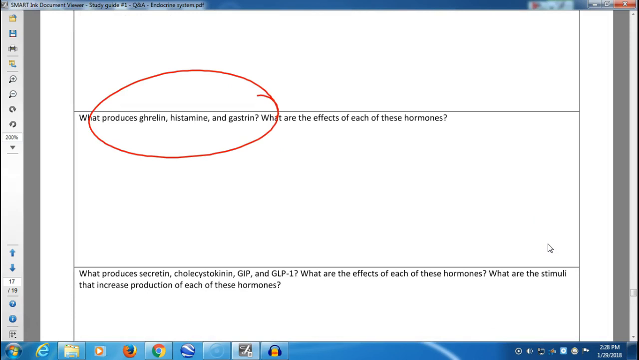What you need to know for these three: histamine and gastrin increase stomach activity, stomach digestive activity. Ghrelin is the hormone of hunger, produced when you're hungry. Stimulates appetite. The main stimulus for these two guys, food. These four, food in the intestine stimulates production of these four hormones. Affects these two, all you need to know, increase the activity of the intestine and the pancreas, digestive activities. GIP and GLP increase insulin production.